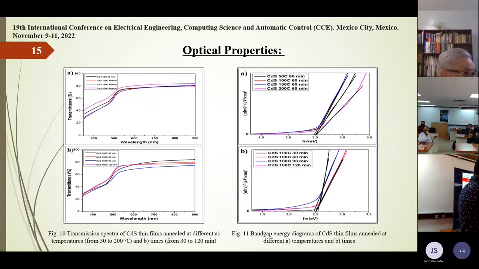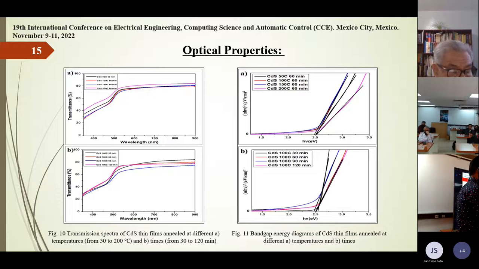But do you know what the thickness value is? 50 to 80 nanometers. Then they are very thin. Thin, yes. Then it's normal, no? But you have to know the thickness values, because you are calculating the absorption coefficient, no? I think it's important to report the values. Yes, I think I didn't.